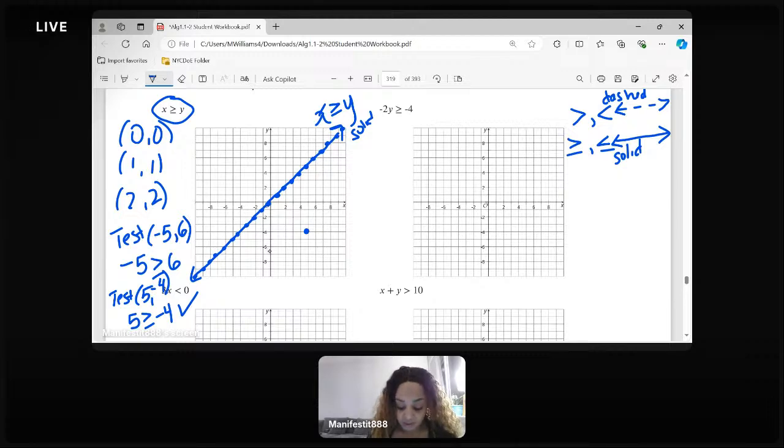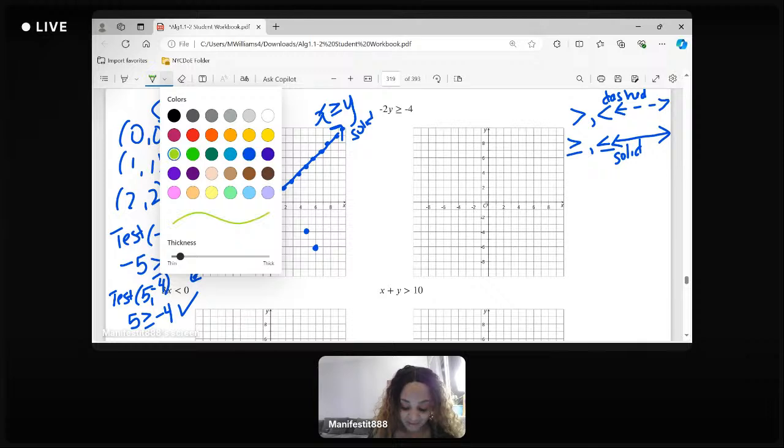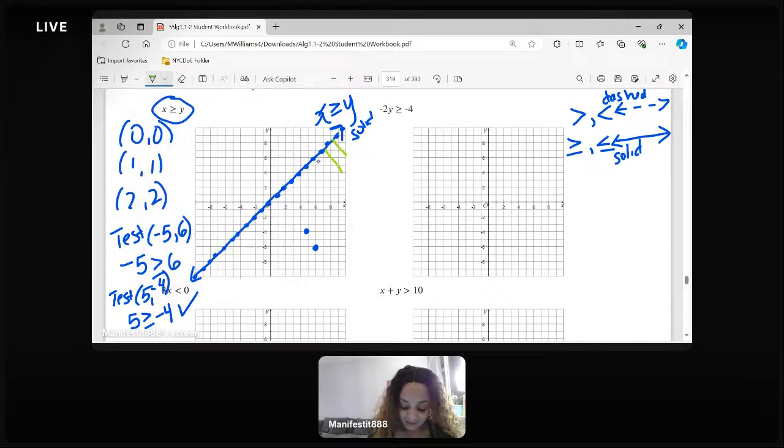So let's test another point. Let's do 6, -6. Is 6 greater than -6? Absolutely. So we're going to go ahead and shade the entire region underneath the line. You can color it in, but most of us just like to do lines. You're starting at the line itself, and you're going to go all the way to the bottom of the graph. So all of the points below this line will be true if we plug them into the inequality x is greater than or equal to y.